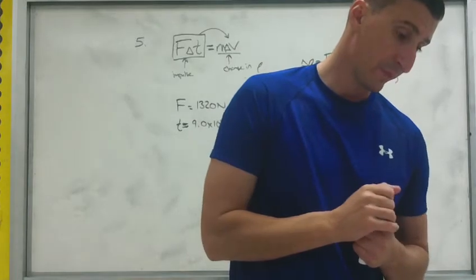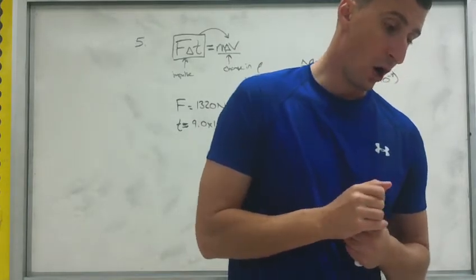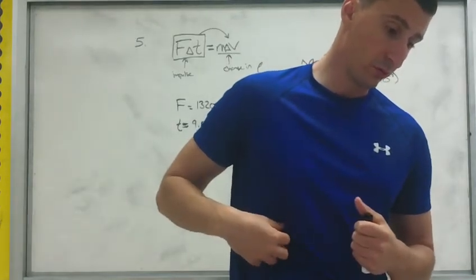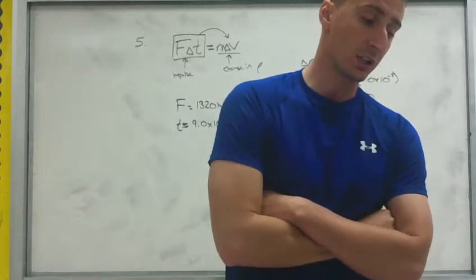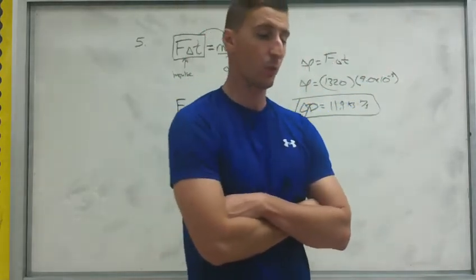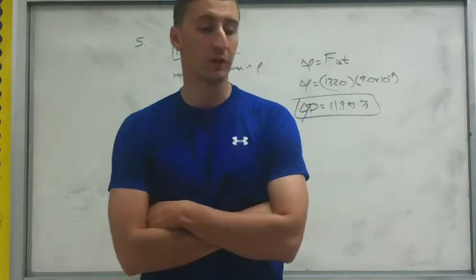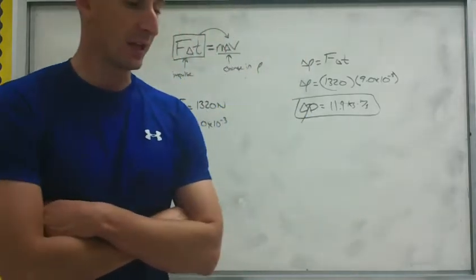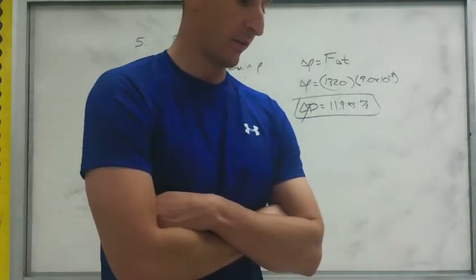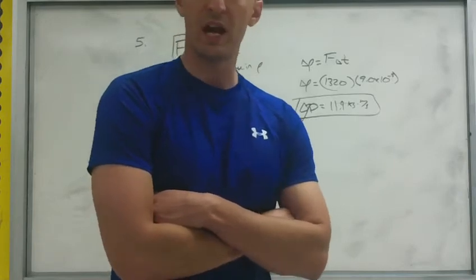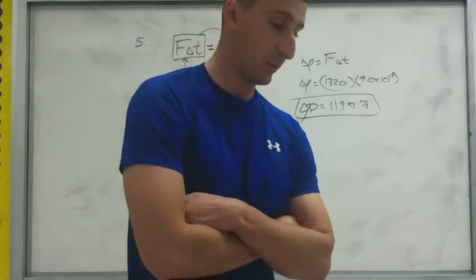Okay? All right. So the next question talks about the same question, just asks a different question. It says, what force does the ball exert on the bat? Well, it says the bat puts a force of 1,320 newtons onto the ball.